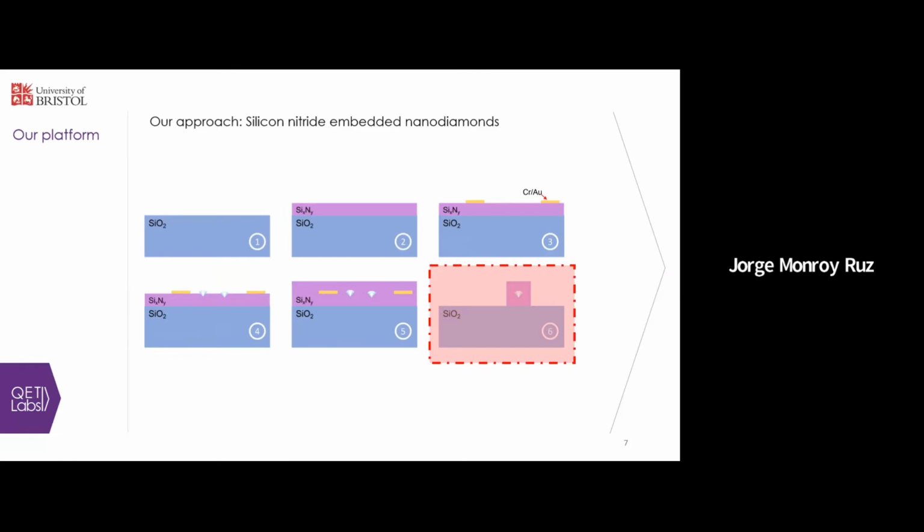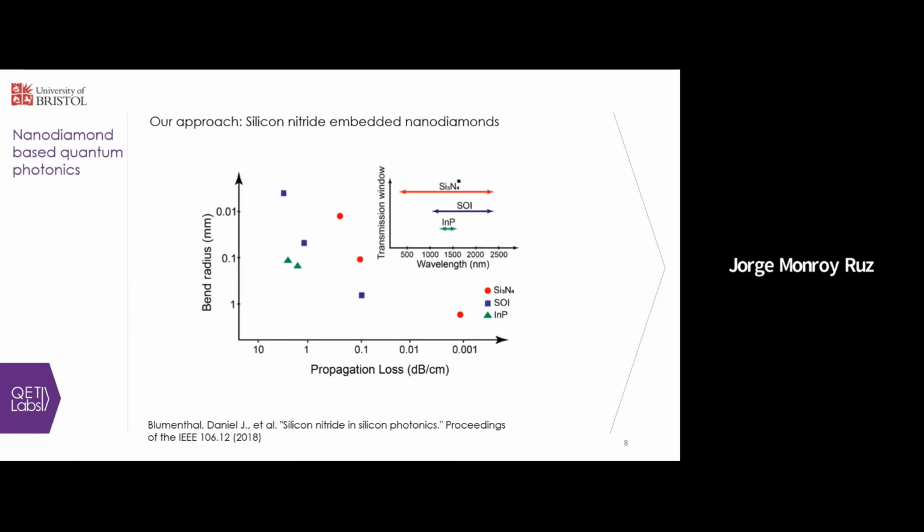Okay, so why silicon nitride? Well, first of all, we need a material that is transparent to the emission of the NV centers. Silicon nitride is transparent at those wavelengths, but it's also a CMOS compatible material. That means there has been a lot of research and design on very good performance devices. So it seems to be a very straightforward material to use.